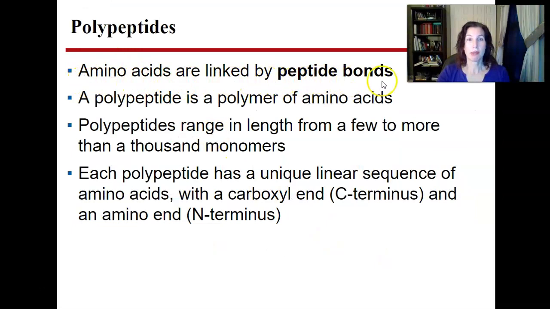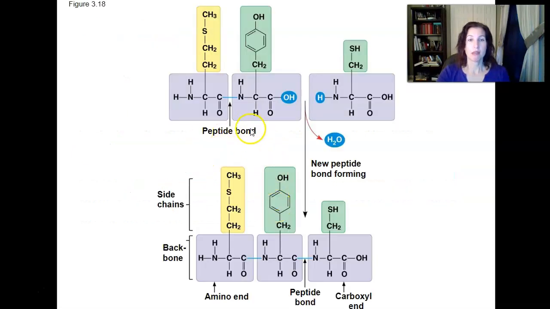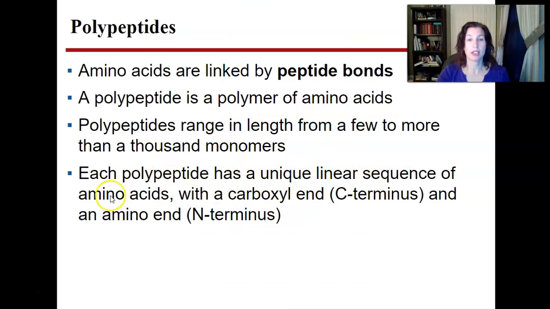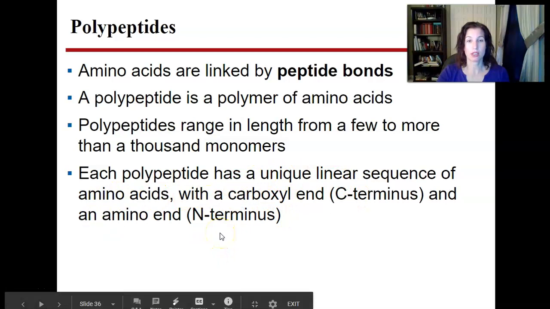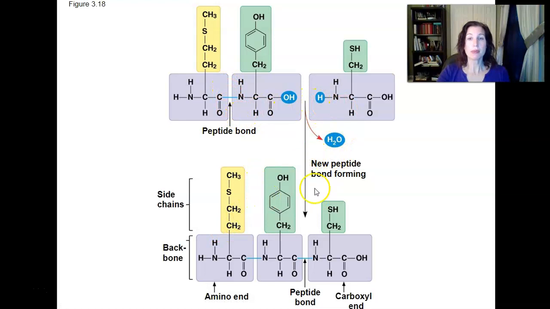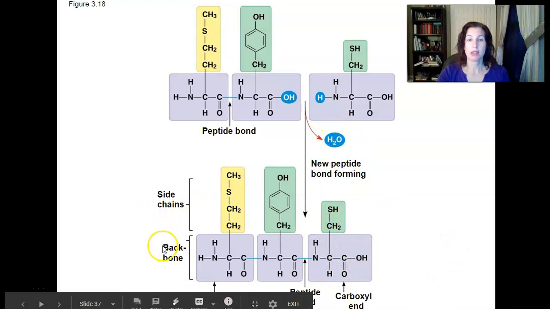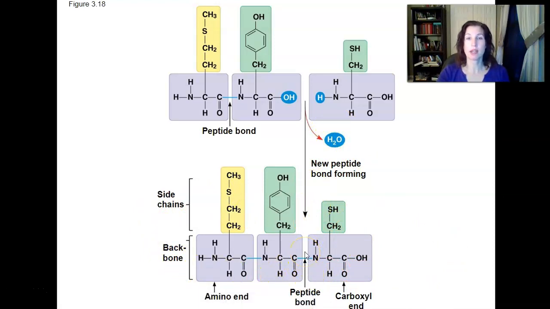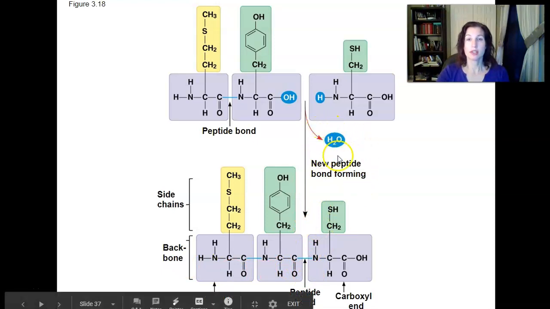So amino acids are linked by peptide bonds. Each polypeptide has a linear sequence of amino acids with a carboxyl end and an amino end, right? We talked about that already. You can see here's a peptide bond. The new peptide bond is forming, again, by dehydration synthesis to make a larger polypeptide. And remember, even the peptide bonds are still covalent bonds. Anytime that there's a dehydration synthesis reaction, it's forming a covalent bond.